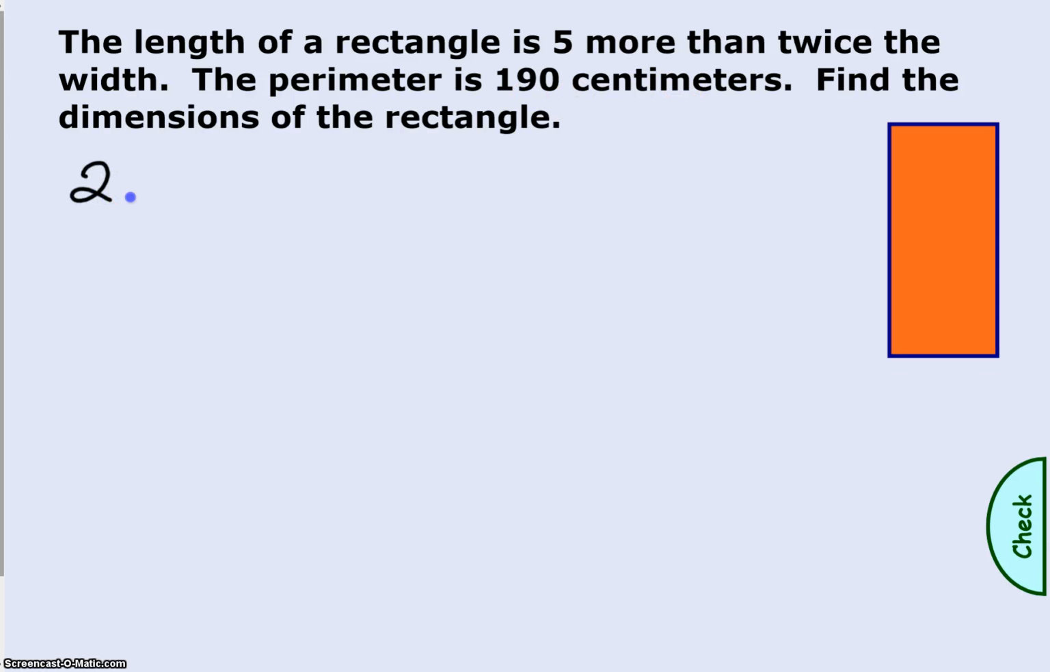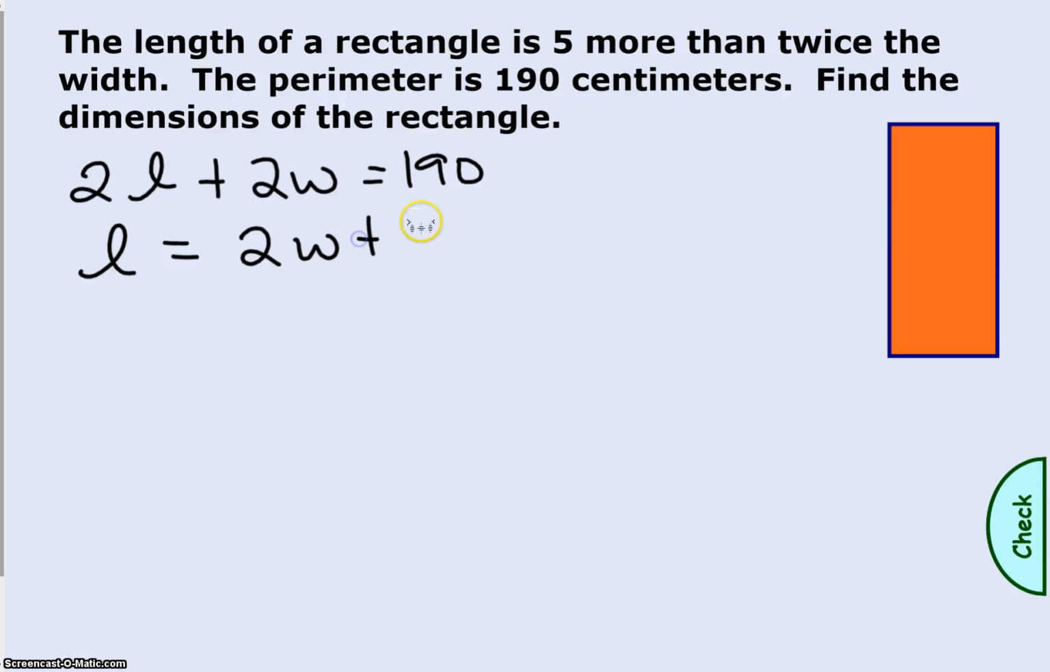Well, you know that 2 lengths plus 2 widths equals 190. And it says the length, so L equals 5 more than twice the width. So 2W plus 5. So now that you have your system, you can solve, and then find the dimensions of the rectangle. You'll be able to do that.